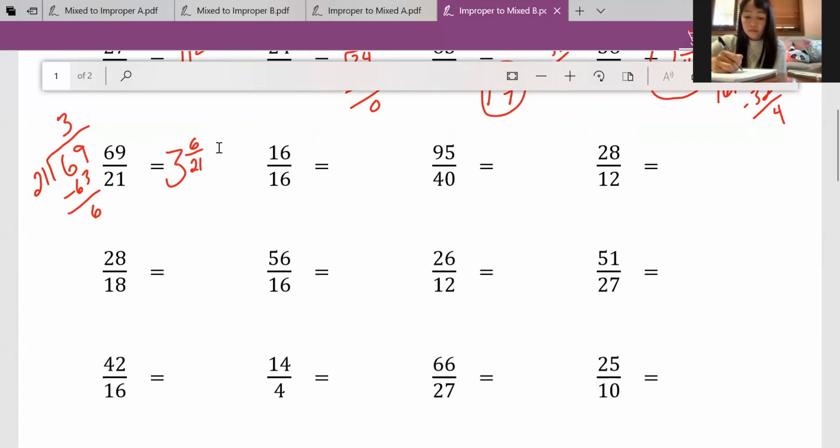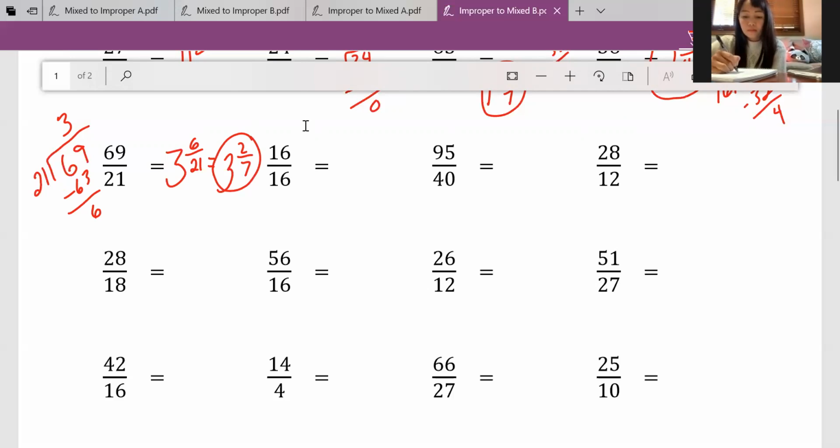And then I ask myself, are there any common factors between 6 and 21? Well, I know 3 divides 6 and 3 divides 21. So I'm going to reduce this. I'm going to rewrite the whole number. 6 divided by 3 is 2. 21 divided by 3 is 7. And since 2 is prime and it's not a factor of 7, I know that it's reduced.